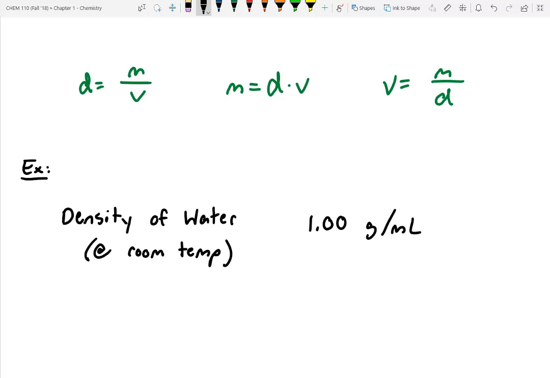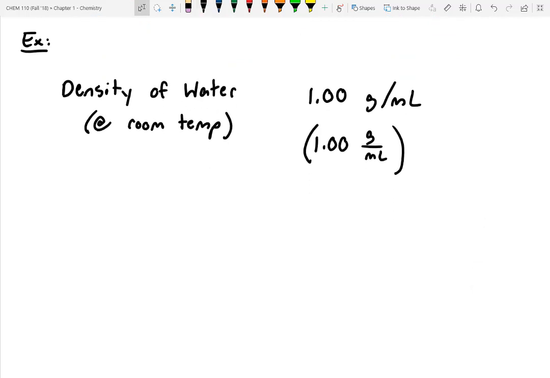So oftentimes you can see it written this way, where you have the slash, or what you might see is 1.00 grams over milliliters. You're welcome to write it however you want. It doesn't really matter to me. It means the exact same thing. So you can write a fraction either on top of the denominator or with that slash. Okay, so the density of water is 1 gram per milliliter at room temperature.